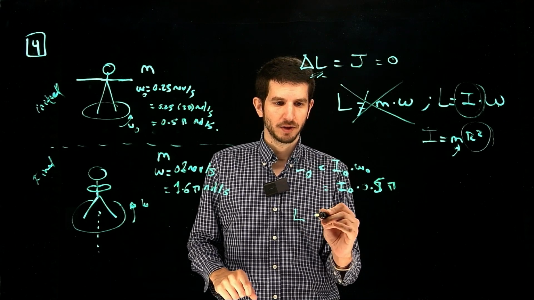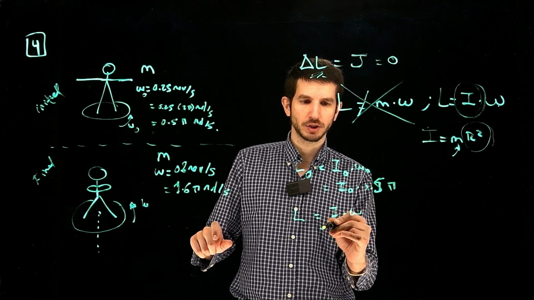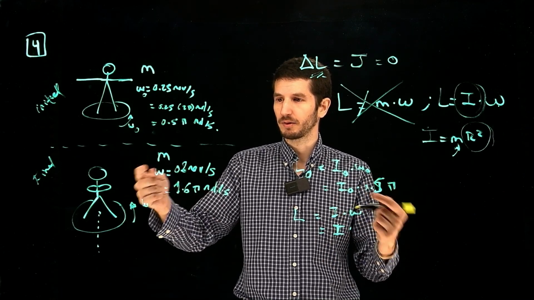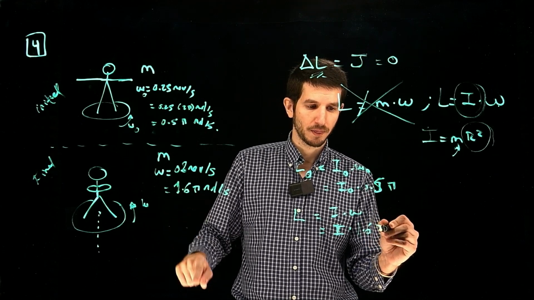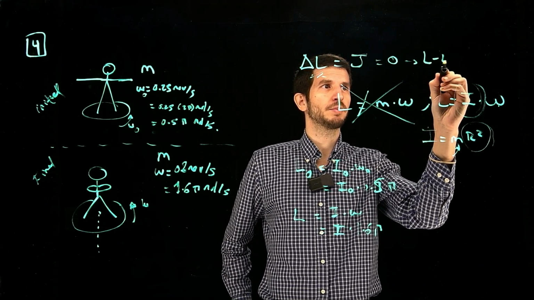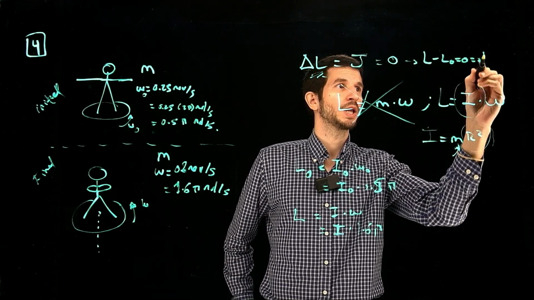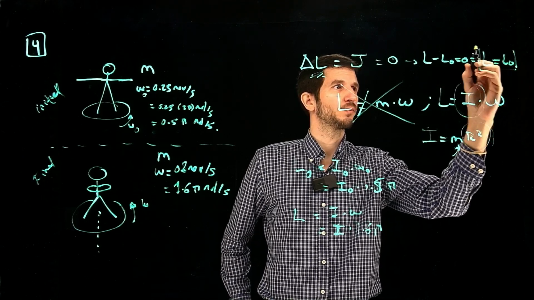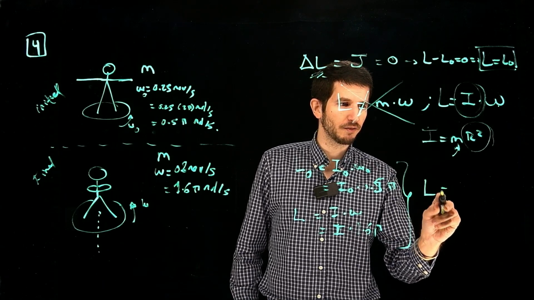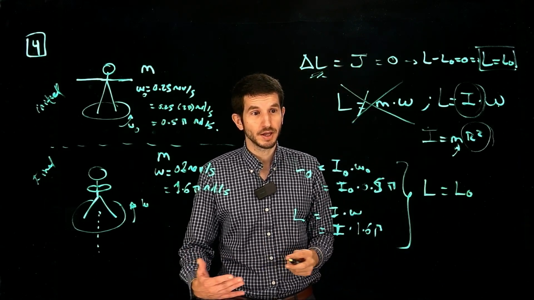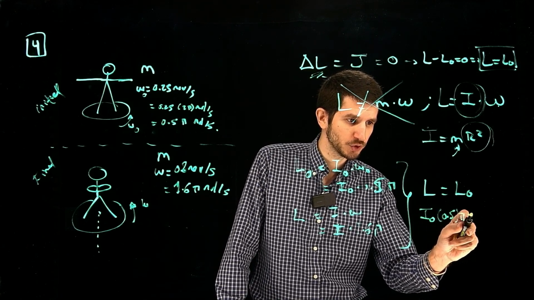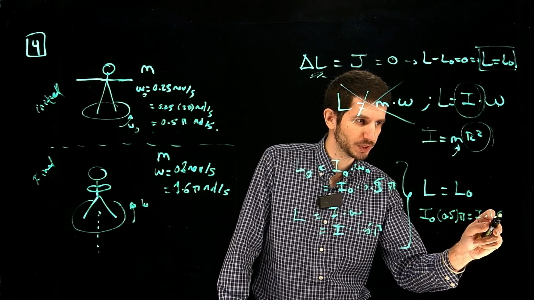What about the final? The final is final inertia times final angular velocity, which is the final moment of inertia times 1.6 pi. We have said that the change in angular momentum is 0, which means that L minus L sub 0 is 0, so L is equal to L sub 0. Why is this relevant? Because based on that observation, the final and initial angular momentum are the same, and then I sub 0 times 0.5 pi needs to be the same as I times 1.6 pi.